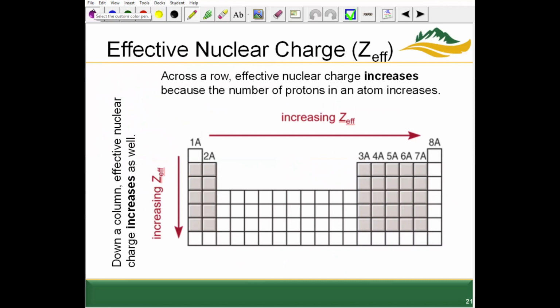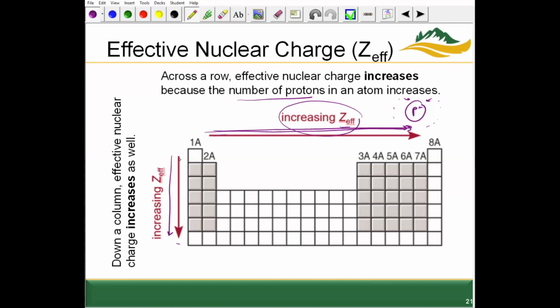There is a predictable trend with effective nuclear charge. The effective nuclear charge for elements increases as we go from left to right, and it increases as we go from top to bottom. Why do we see this trend generally? Well, it's because the number of protons in an atom increases as we go from left to right. The atomic number increases. As we're adding more and more protons to the nucleus, those protons can pull in the electrons more tightly. So with more protons, we see the effective nuclear charge increase from left to right.